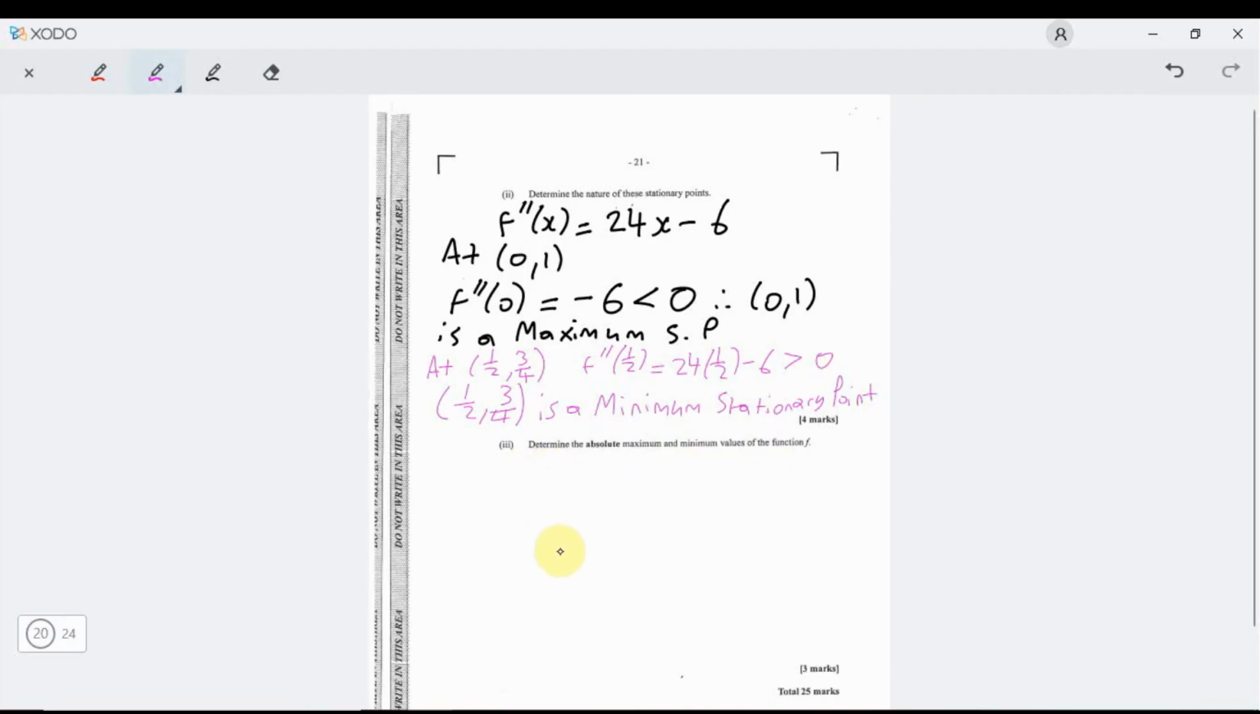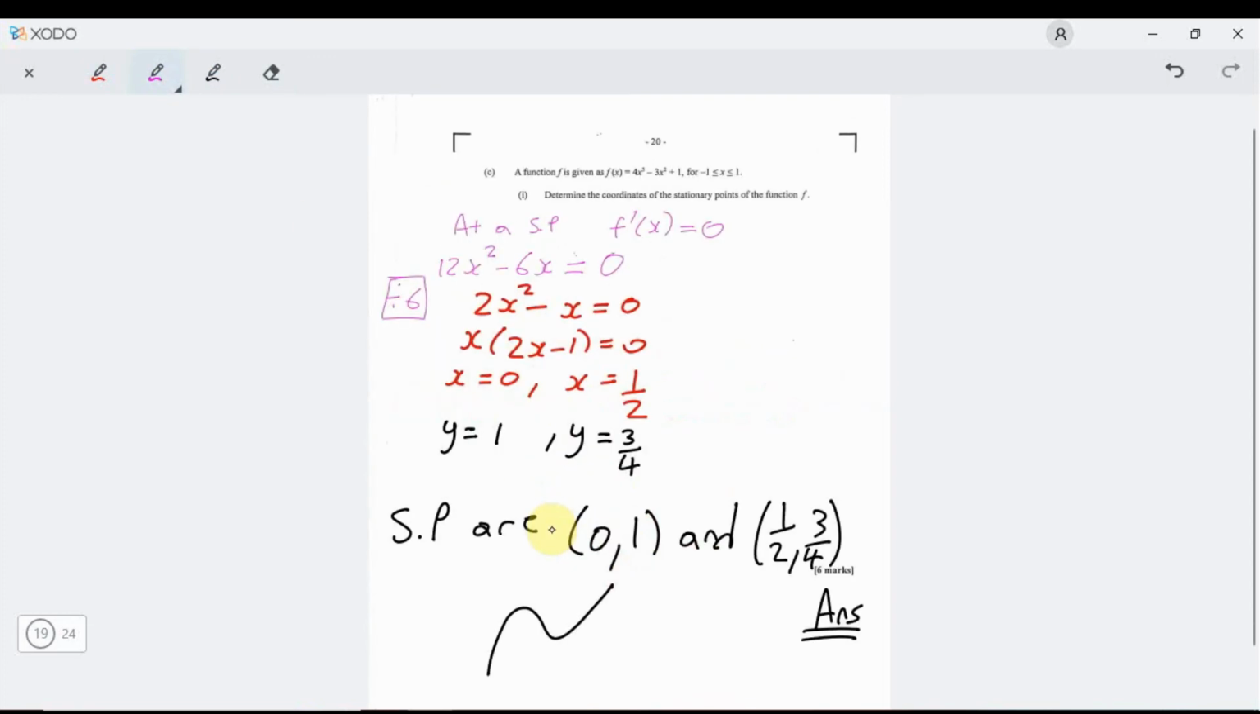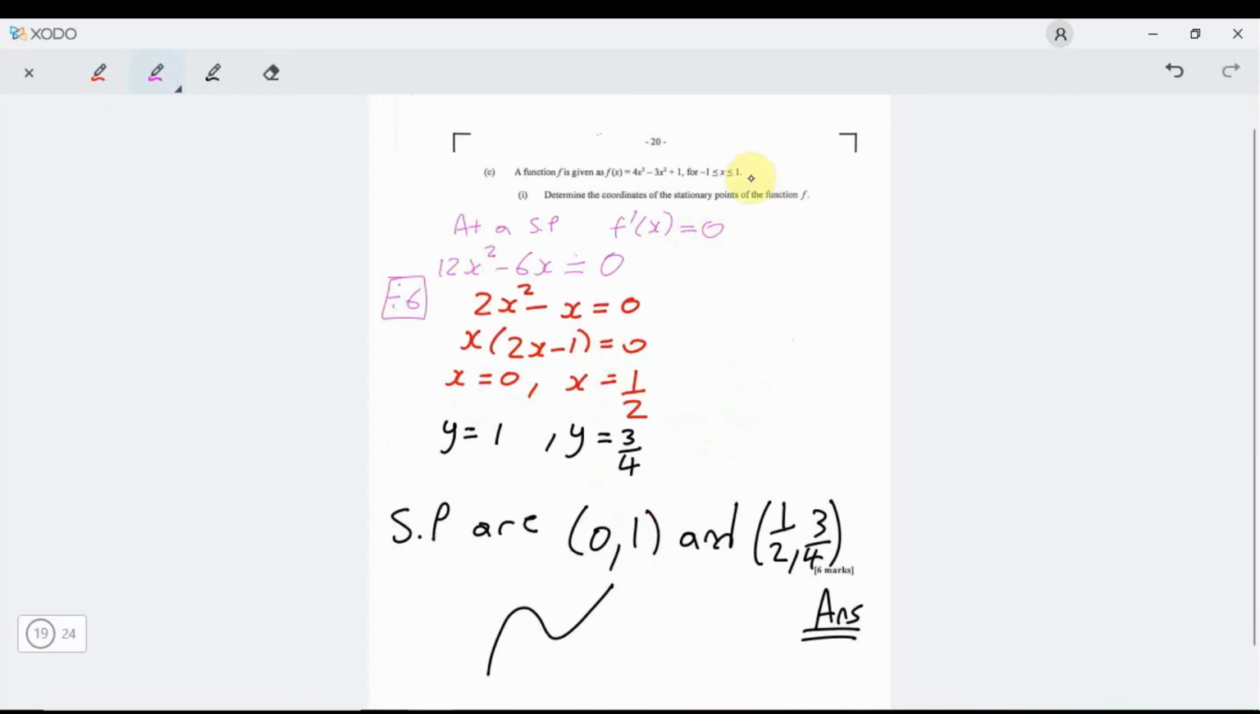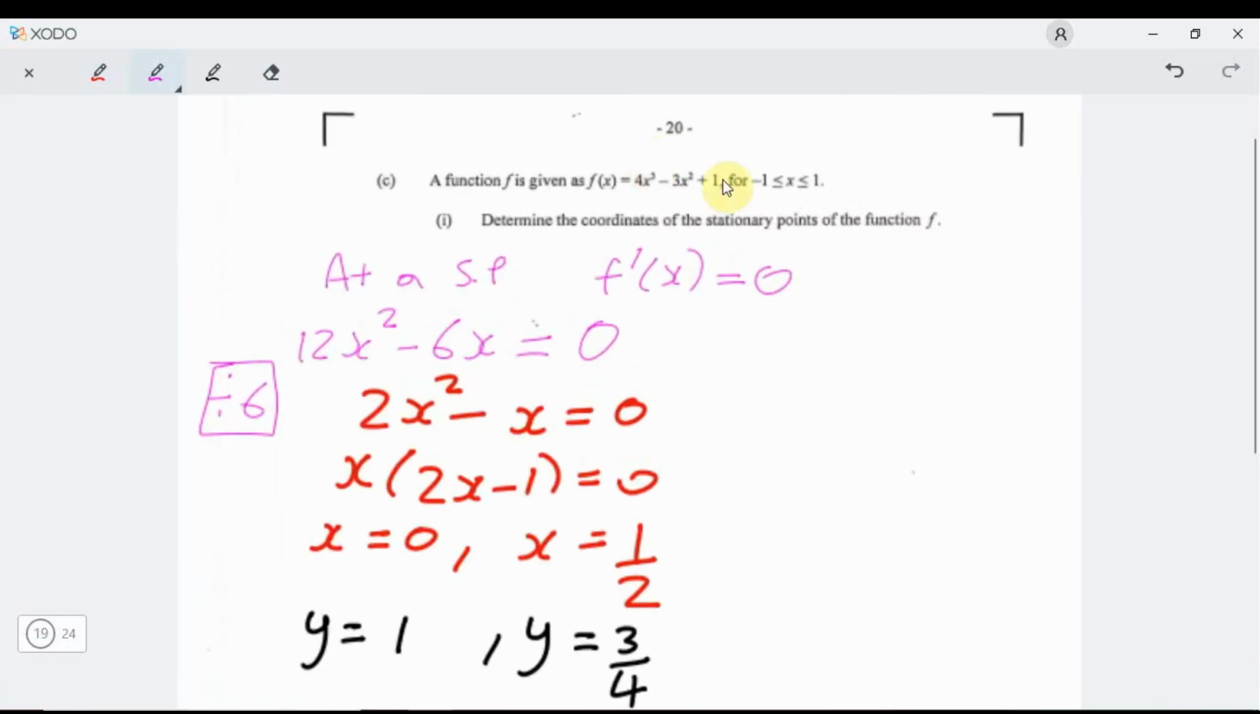Now it says determine the absolute maximum and absolute minimum of the function. This is where the sketch ideally comes into play. So remember, this is the sketch of the graph, right? The sketch of the graph gave us the maximum point was (0, 1) and the minimum point was (1/2, 3/4). But now they restricted the domain, and they told us that the domain is x between 1 and negative 1.